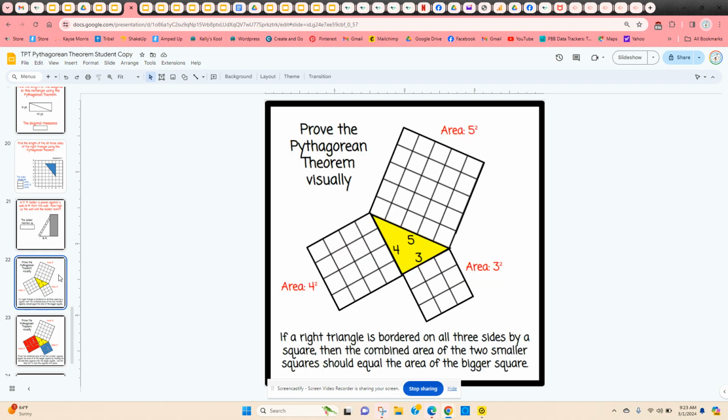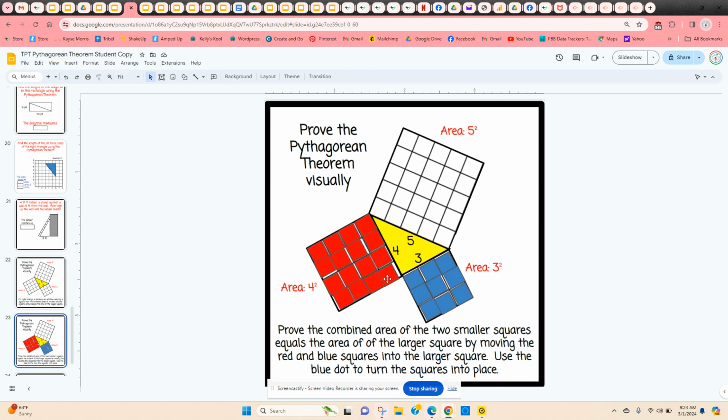Now, the final part of this lesson, we're going to prove the Pythagorean theorem visually. So we have a right triangle. We have the length of all 3 sides, and we're going to create a perfect square along each side. So if this side is 3, we have a 3 by 3 square, a 4 by 4 square, and then the hypotenuse would be a 5 by 5 square. And we're going to show that the area of each of these two squares is equal to the area of the larger square. And they're going to do that on the next slide.